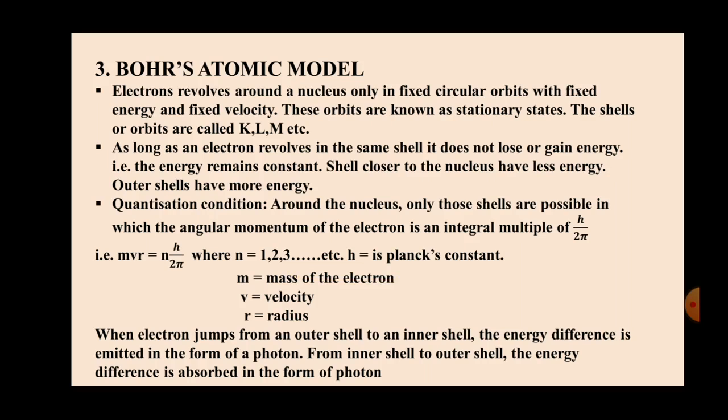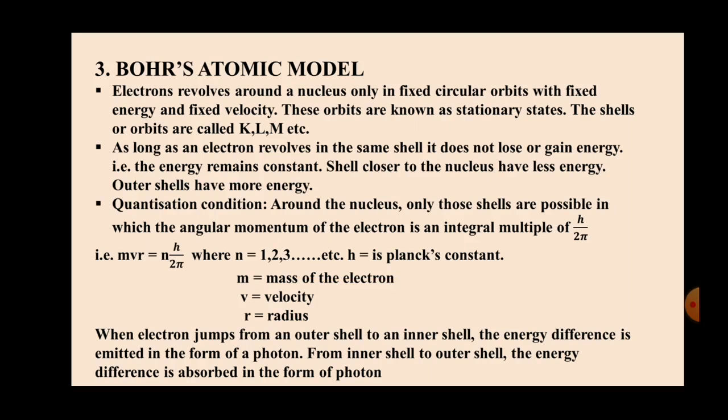But Bohr said that electrons revolve around the nucleus in a fixed circular path. That path is called an orbit or a shell. Now he introduced the orbit or shell concept. Rutherford just said that the nucleus is present and electrons are present outside the nucleus.